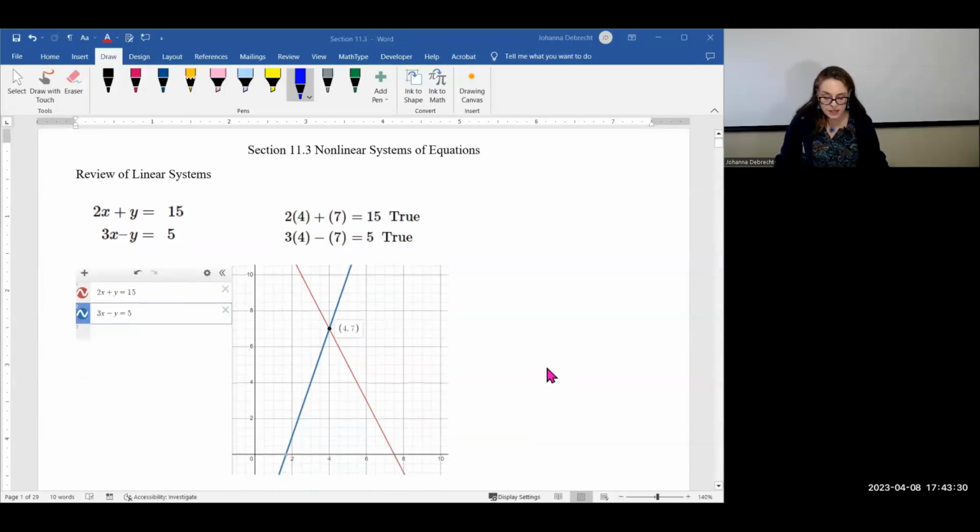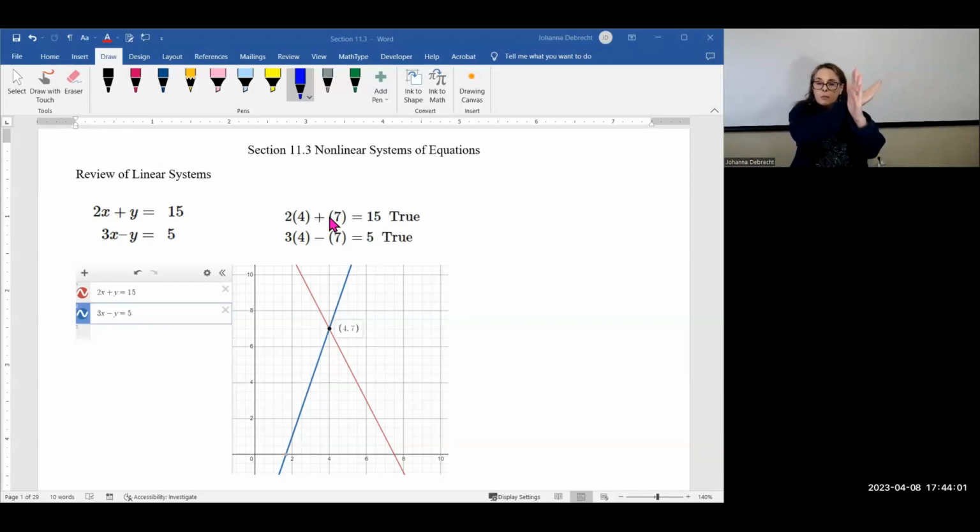Okay, so first thing we want to start with before we talk about nonlinear systems of equations is we want to actually talk about linear systems of equations. So we want to review what a linear system of equations is before we get into the nonlinear. Now, a system of linear equations is basically two lines that are interacting somehow. Now, if you have two lines, there are really only three possible ways they can interact.